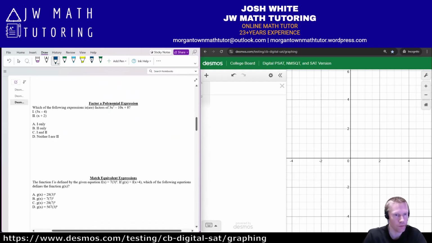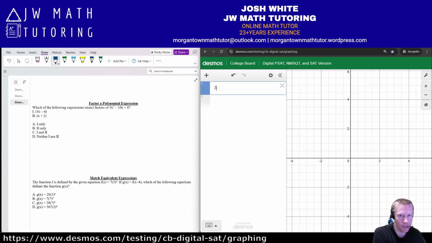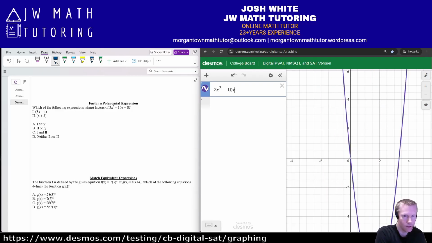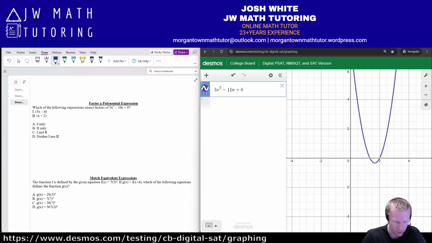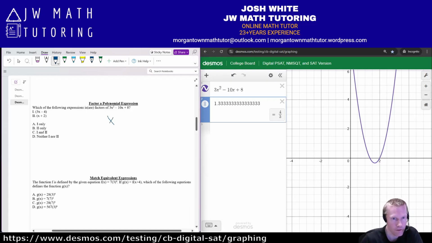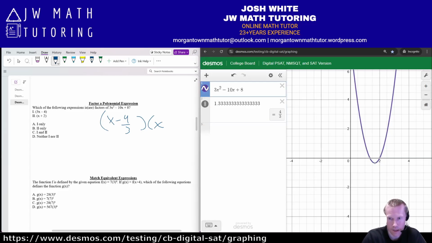So which of these expressions here is a factor of this polynomial 3x squared minus 10x plus 8? So really what I'm going to do here is factor this expression just by looking at its x-intercepts. So one of them is 1.333. Notice if you didn't know that this equaled 4/3, I would just type out a bunch of these and see, okay, so that means one factor is x minus 4/3. And the other factor, okay, it's just going to be x minus 2.